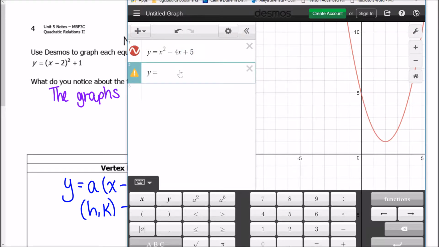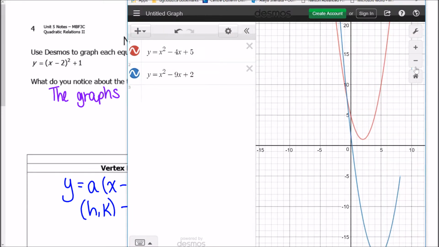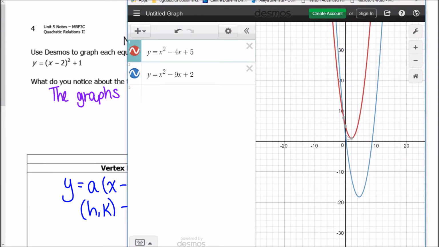So let's try another one. y equals x squared minus 9x plus 2. If I look at my parabola, or sorry, my y-intercept, it crosses my y-axis at 2. And I apologize, if I said here that the vertex is at 5, I did not mean to say that. I meant to say the y-intercept is at 5. Okay, let's take a look at another one.